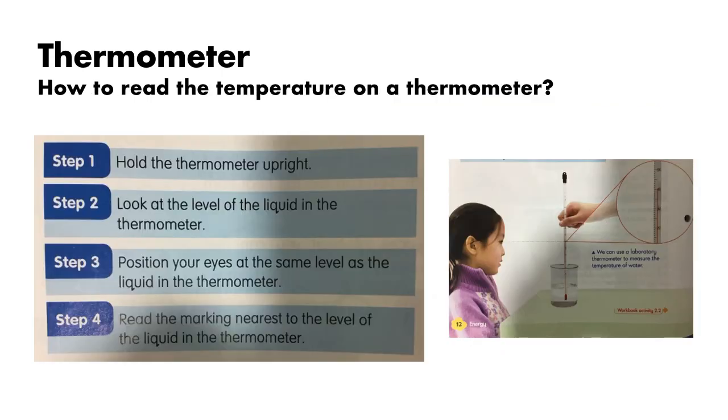Good job. Yes, but how do you read the temperature of a thermometer? Okay, this one we'll show you. I will demonstrate to you. But first, I need to get a thermometer. So what you need to do is hold the thermometer upright, for example, this way. Look at the level of liquid in the thermometer. Step 3, position your eyes at the same level as the liquid in the thermometer.